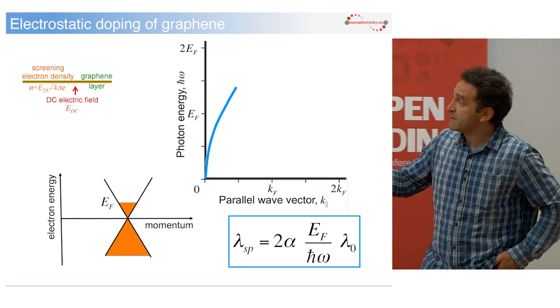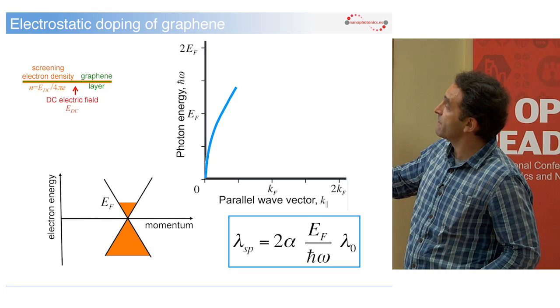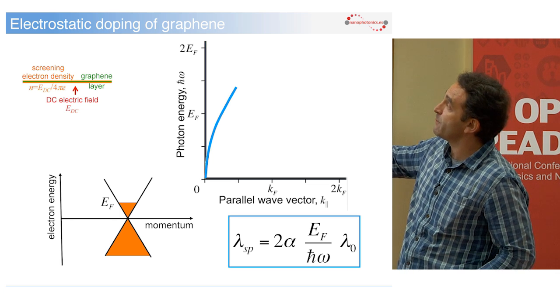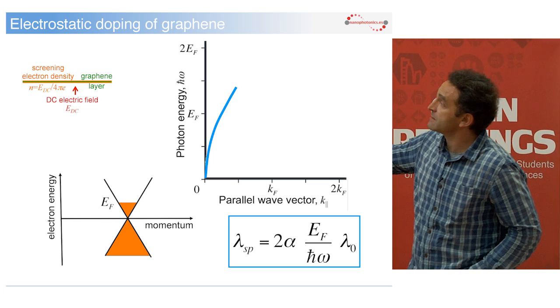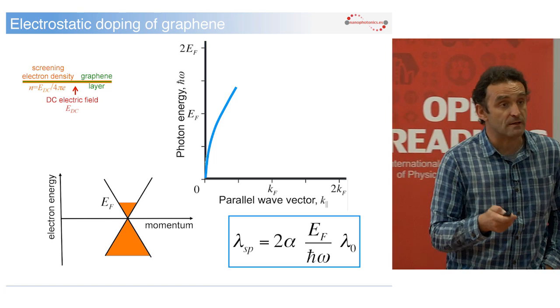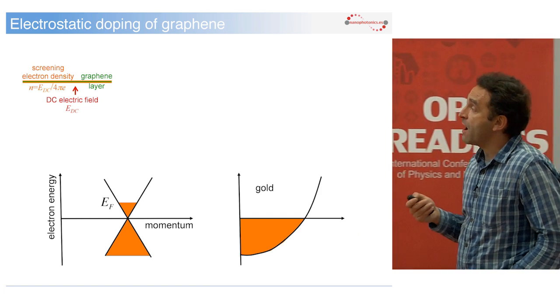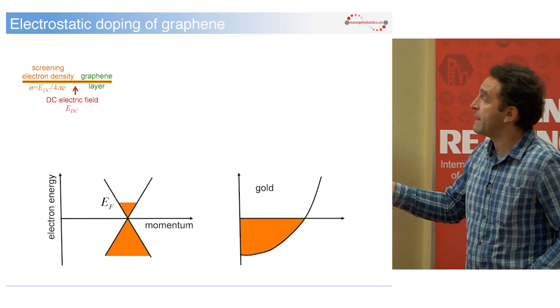So you can represent this dispersion relation in this sort of diagram. 1 over the wavelength is the parallel wave vector. 1 over the light wavelength is proportional to the energy. So that's the dispersion relation. And it has more or less this dependence, the square root of the parallel wave vector, and that's typical for two-dimensional systems. If you compare that to materials such as gold, then see what happens.